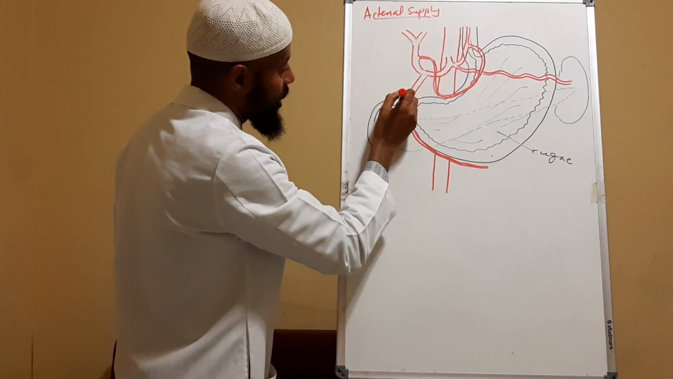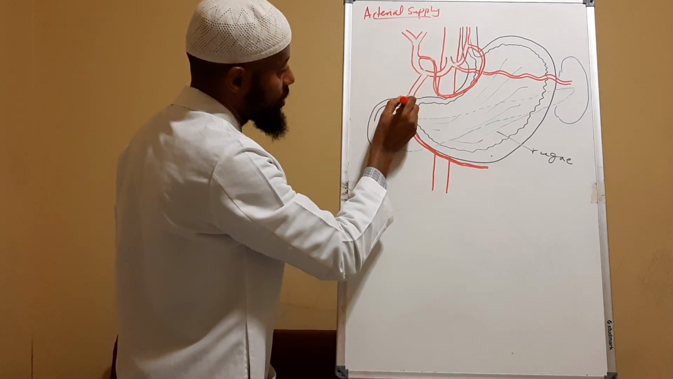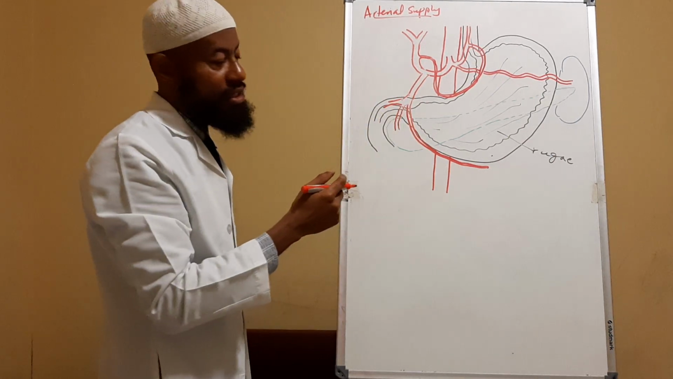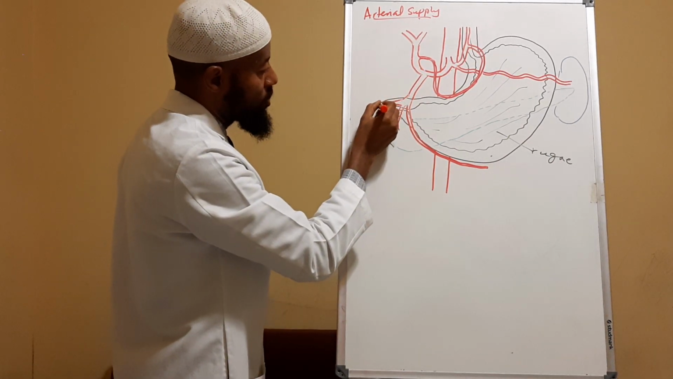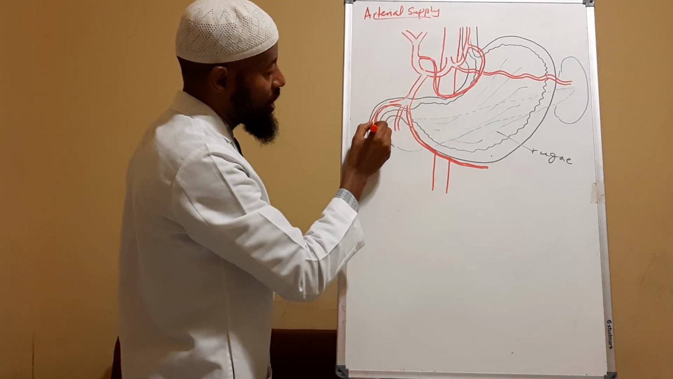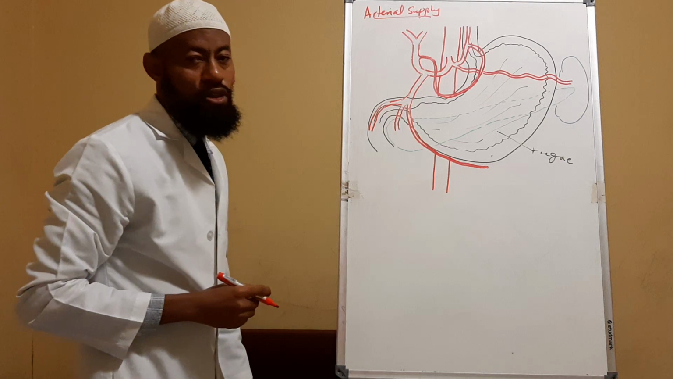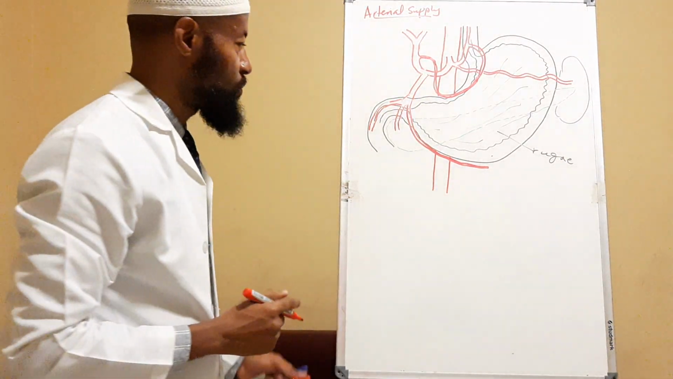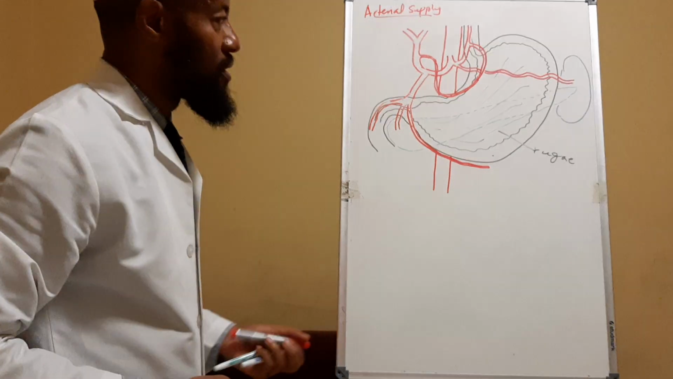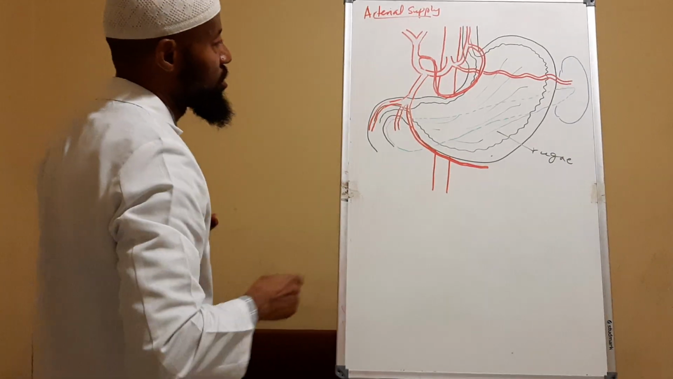Now this other artery, which is also part of the gastroduodenal artery, begins to supply the superior portion of the duodenum. So it is called the supraduodenal artery. So let us label some of these arteries we've just talked about.